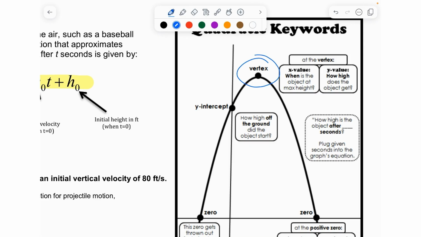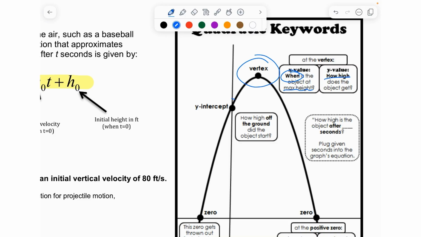Look, the vertex, it's probably the most important point. And what is it? Well, it has everything to do with a maximum height. Now, we got to be careful. The x value is not the maximum height. It's when it gets to the maximum height. It's the y value that actually gives you that maximum.